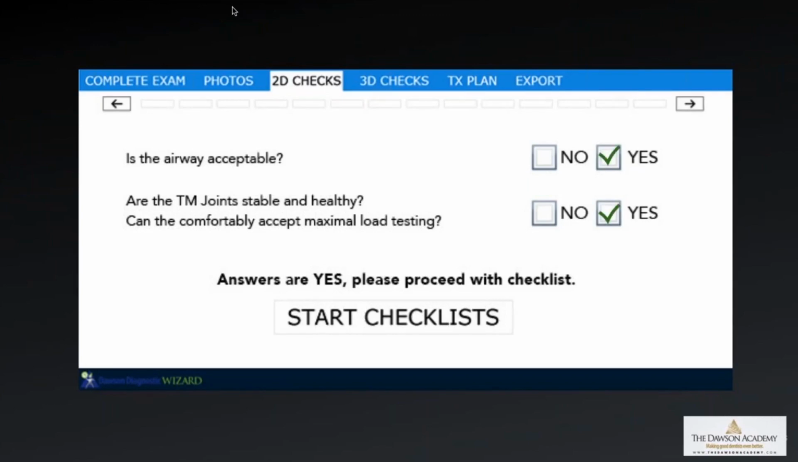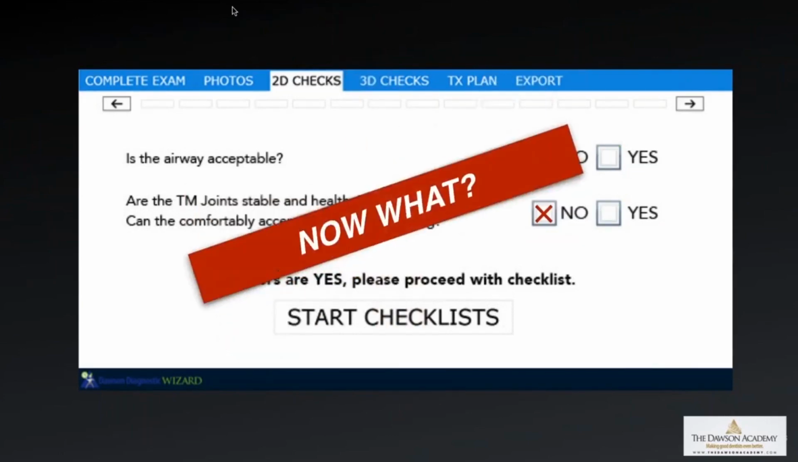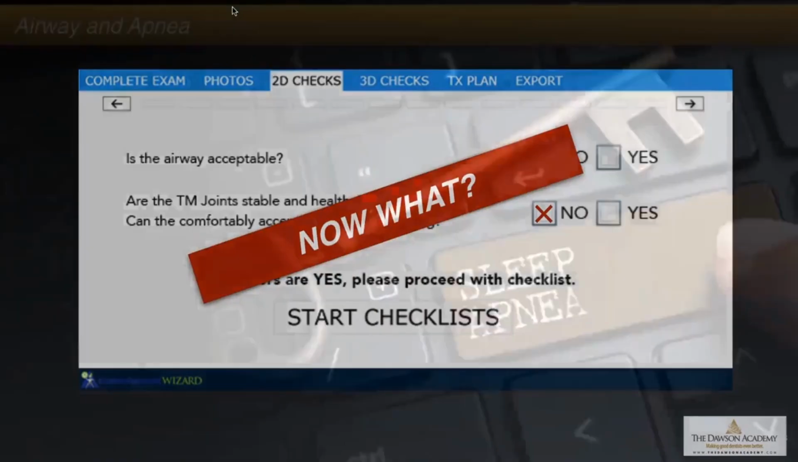So if we get two yeses, it's okay, let's treatment plan, let's go through our protocols, let's design that ideal treatment plan. But a no on either of those gets us to the now what?